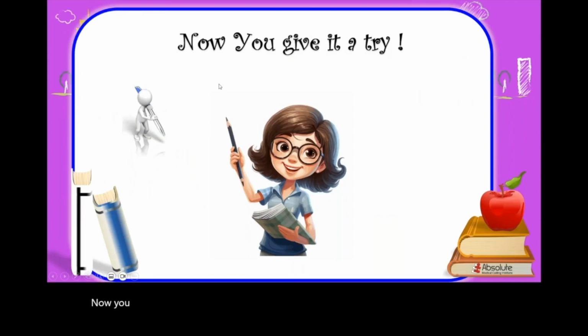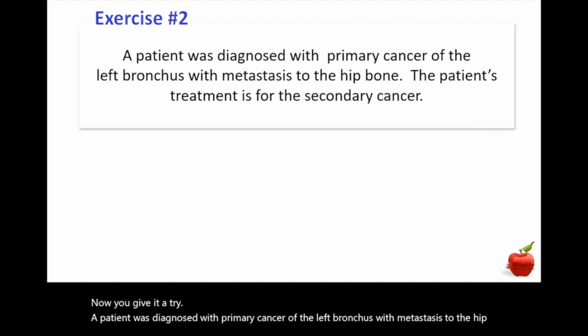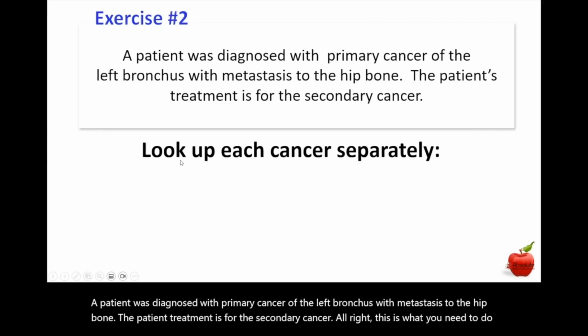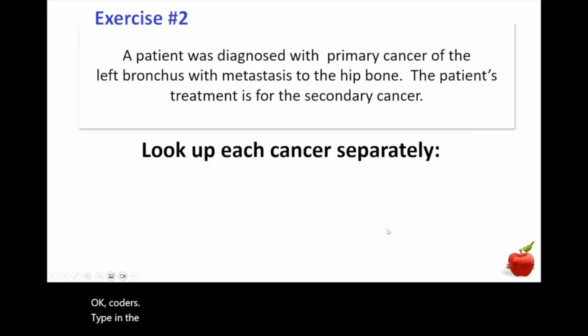Now you give it a try. A patient was diagnosed with primary cancer of the left bronchus with metastasis to the hip bone. The patient's treatment is for the secondary cancer. All right, this is what you need to do. You have to look up each cancer separately. Okay, coders, type in the chat. What are our two cancers?